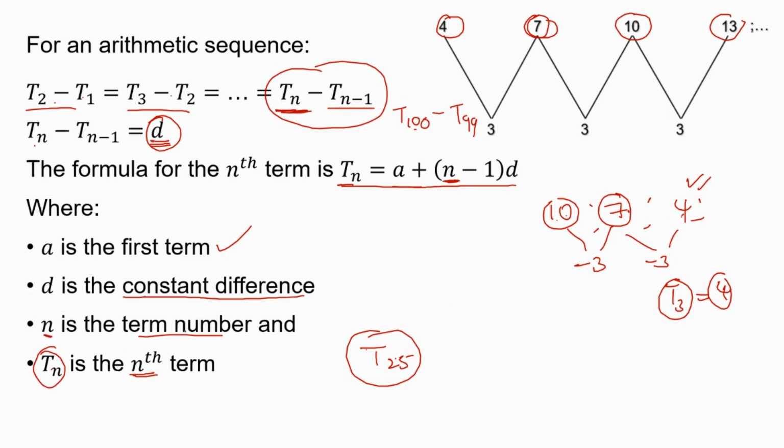Tn is the term in the sequence. Then n is the term number. Please don't confuse these two, especially these two. n is the term number and Tn is the term in the sequence. Right, in the next lessons, we're going to be looking at examples.